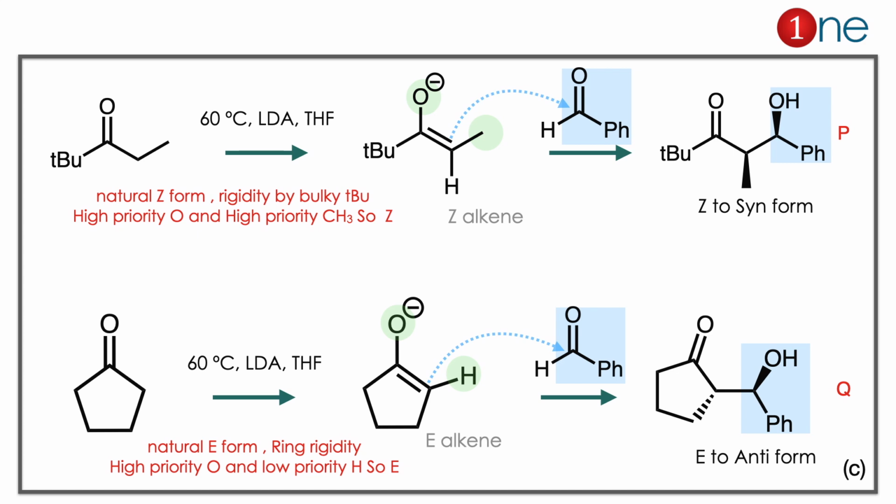Here you have to learn 2 important things. Whenever you have a restriction, here the tertiary butyl group is the restricted group, as well as the ring preventing rotation, the configuration of the starting material is maintained throughout the reaction. Because enolate formation is just a double bond formation, the configuration is retained, and it is directly converted into product. If it is a Z alkene, it converts into the syn form. If it is an E alkene, it converts into the anti form.